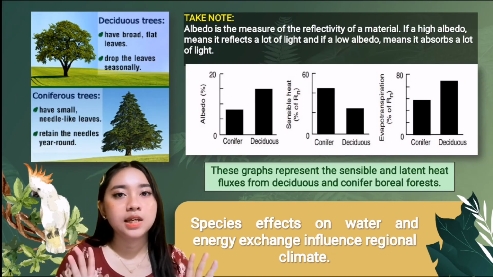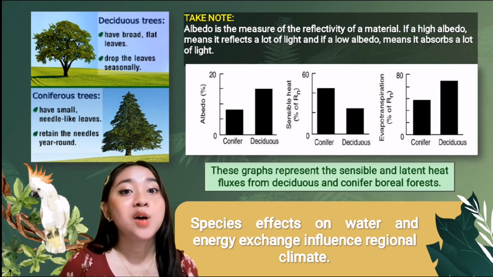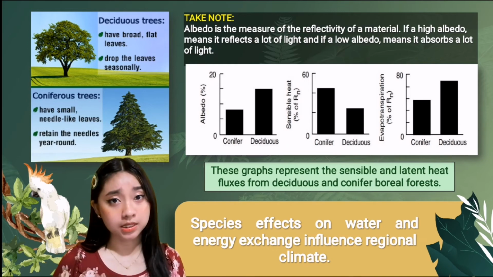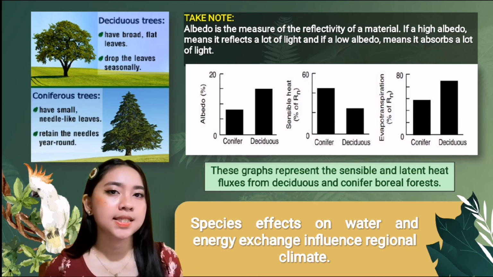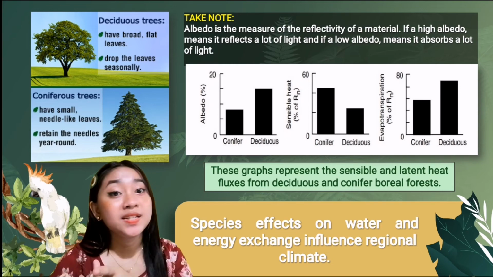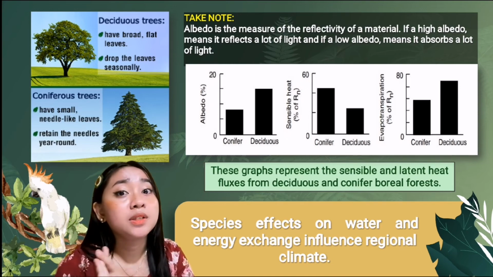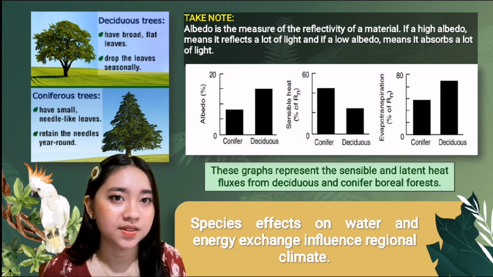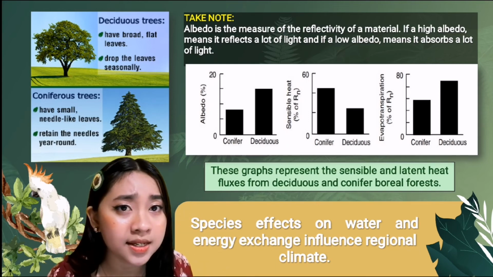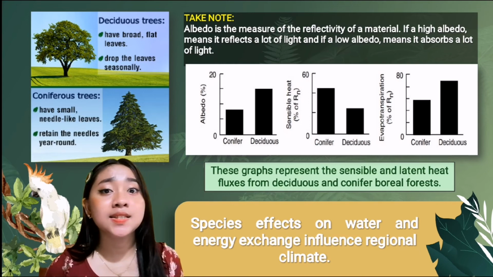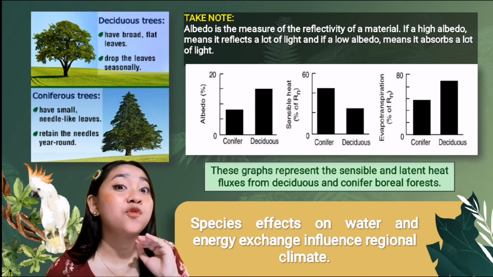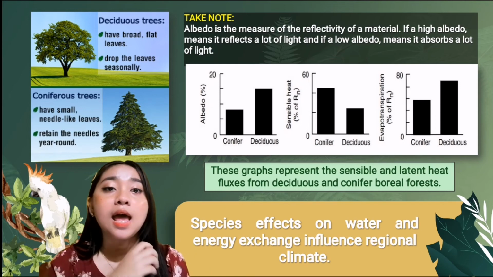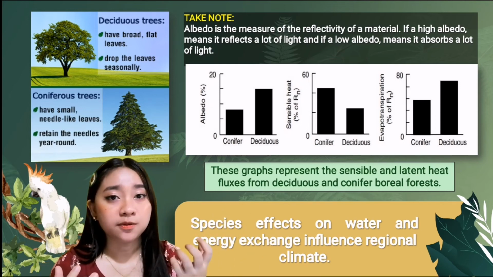Now we have the species effects on water and energy exchange influencing regional climate, meaning to say that the height, rooting depth, and density of the dominant species in an ecosystem govern surface roughness, which strongly influences aerodynamic conductance and therefore the efficiency of water and energy exchange between ecosystems and the atmosphere.